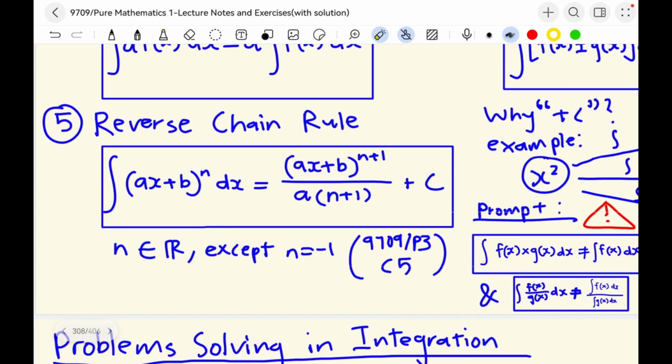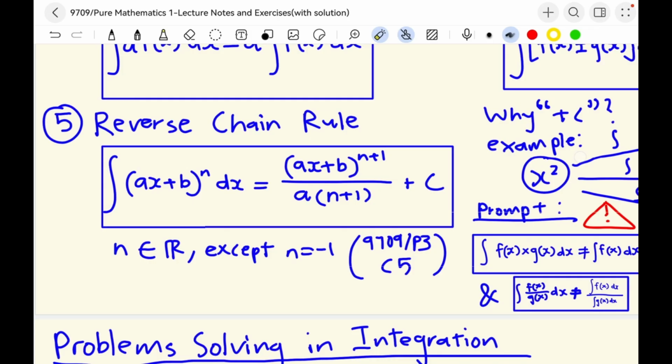To integrate the inside function, let this become u. So you will have the integral of u^n, which is u^(n+1), the degree plus 1, divided by the new degree. And don't forget the a, because we are taking the derivative of the inside. But it's actually not a new rule, this is actually the reverse chain rule only.